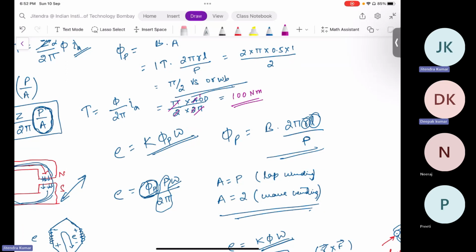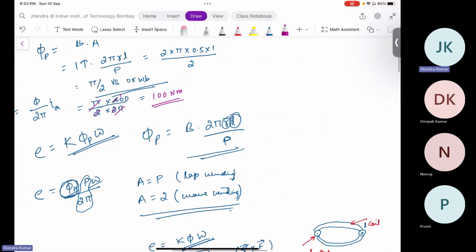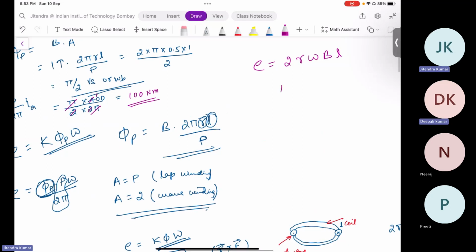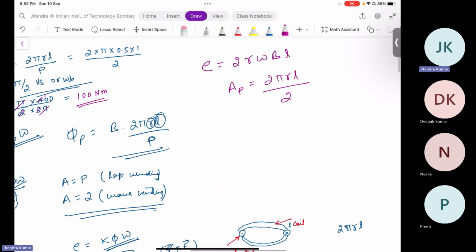No, sir, 1 by pi. Okay. B omega area per pole. Let me simplify what will be the value of K in terms of pi or 2 pi. So EMF was 2R omega BL in a coil, and area per pole is 2 pi RL by 2. So it will be pi RL.